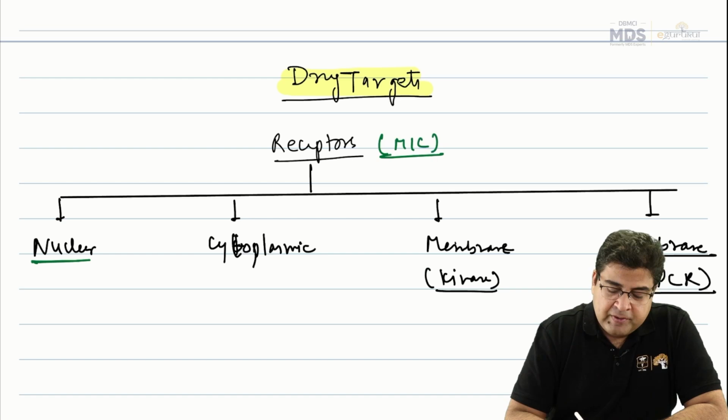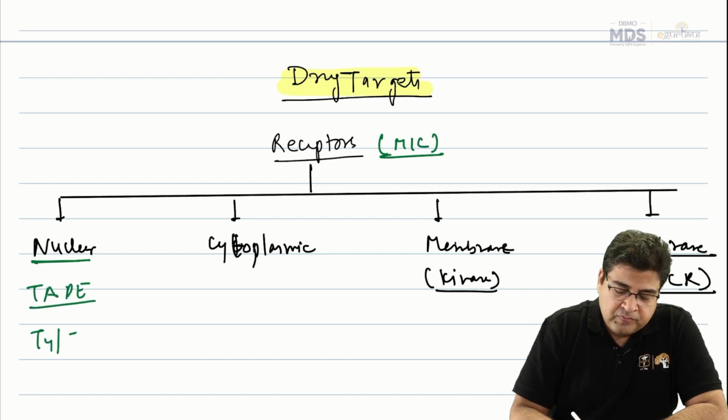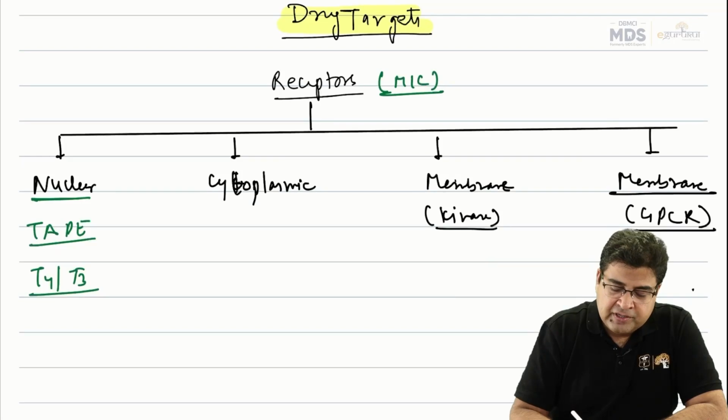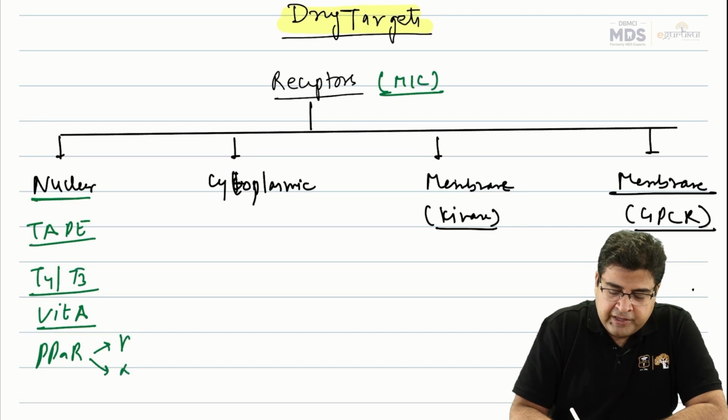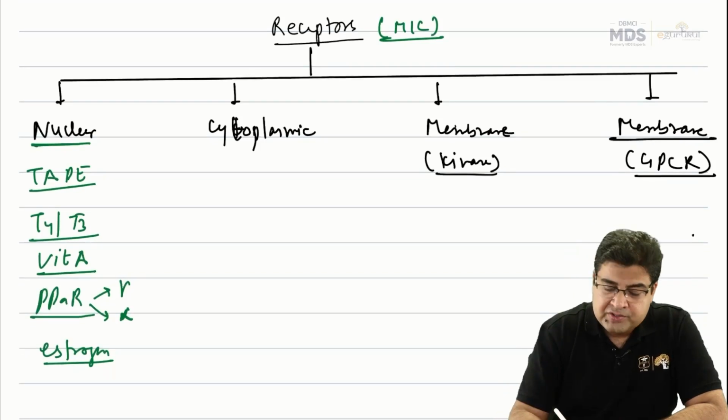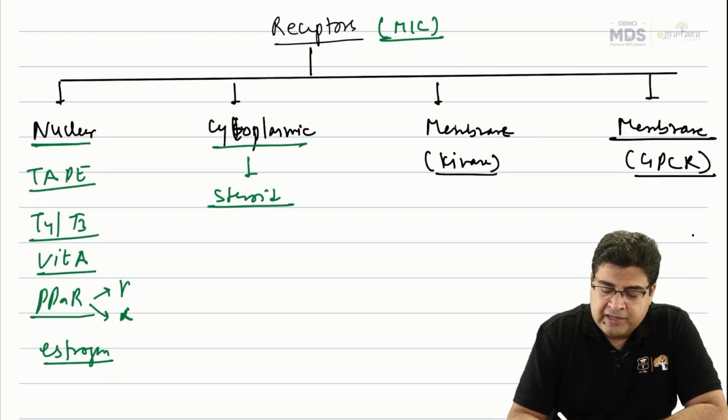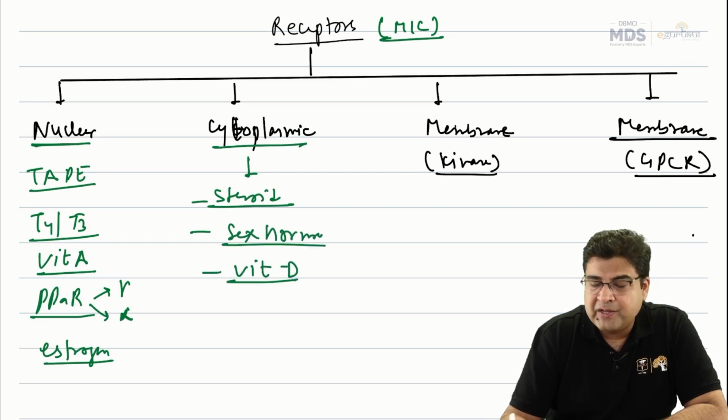Receptors can be present in the nucleus. The nuclear receptors, examples can be thyroid hormone receptors, the vitamin A receptor, PPAR gamma and PPAR alpha receptors, and the estrogen receptors. Now, cytoplasmic receptors are associated with steroidal drugs. Any drug which is a steroid, any of your sex hormone drugs, or vitamin D, they have the cytoplasmic receptor.